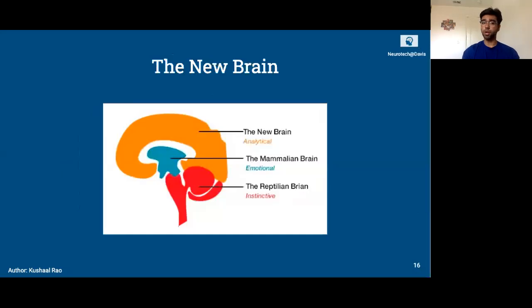Now we go to the new brain, and it's called the new brain because, first of all, it's relatively new in terms of evolutionary history, and it's what distinguishes us and primates from other mammals. So to a certain extent, this part of the brain is what's responsible for making us uniquely human and giving us those capabilities that, say, other animals will not have.